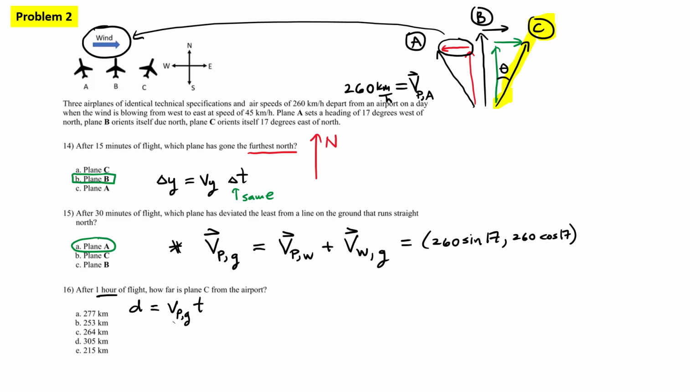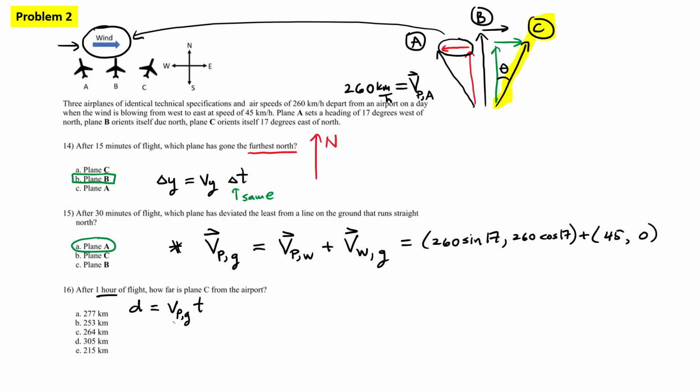All right, that is our first vector, the plane relative to the air or relative to the wind. Now here we also add the wind relative to the ground. So the wind relative to the ground is what is going on right here, and it's only blowing east, so it only has this x component. So the x component here would be 45 and comma 0. It has no vertical component, no north-south component.